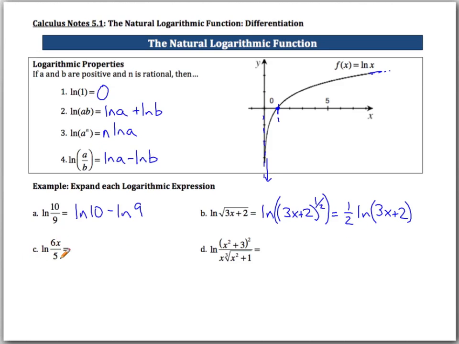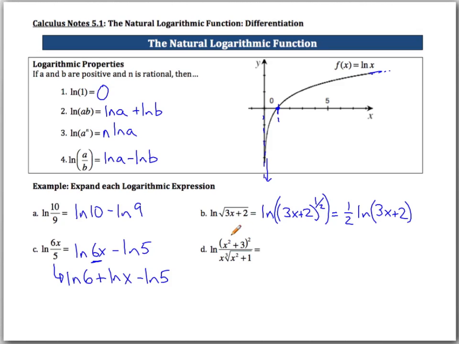All right, letter C. Now we have the natural log of 6x divided by 5. So we have a couple things going on here. We have 6 times x and then divided by 5. So let's just apply rule number 4 first with the quotient. So this is going to be the natural log of 6x minus the natural log of 5. And now you can see it's not completely expanded because we still have 6 times x in here. So let's expand this part using number 2. So it'll be the natural log of 6 plus the natural log of x minus the natural log of 5. Okay? And you could go straight from here to here. If you can see, multiplying means you're going to add, and then dividing means you're going to subtract.